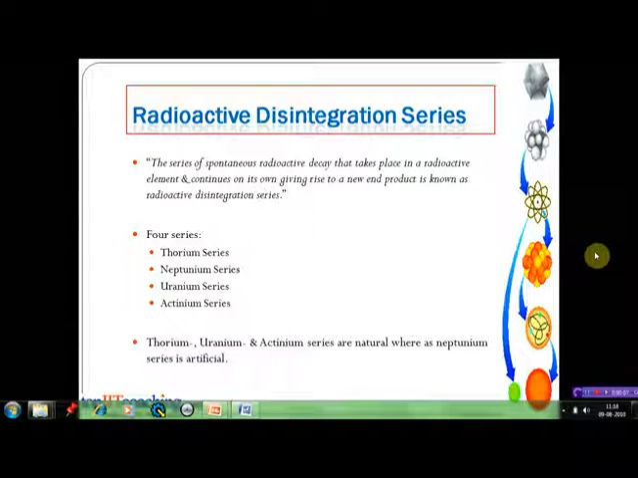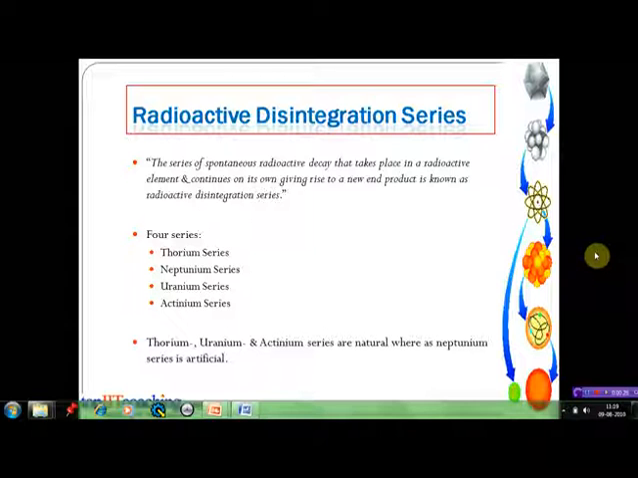A series of spontaneous radioactive decay that takes place in a radioactive element and continues on its own, giving rise to a new end product, is known as a radioactive disintegration series. There can be a number of intermediate products involved which are also radioactive.